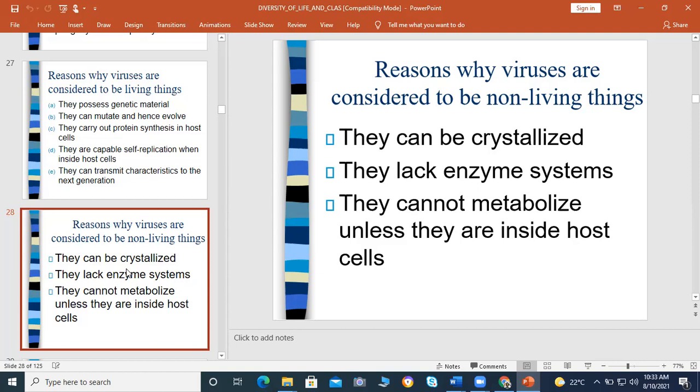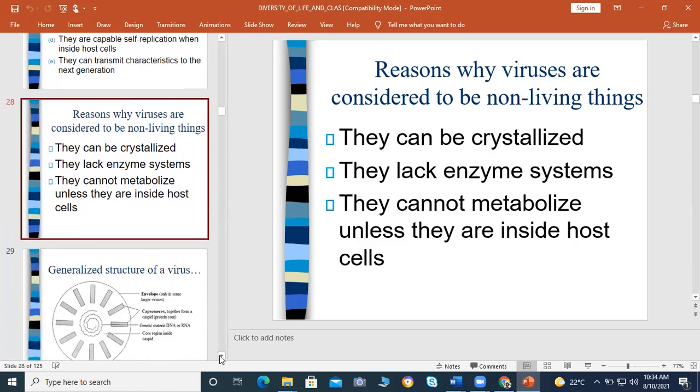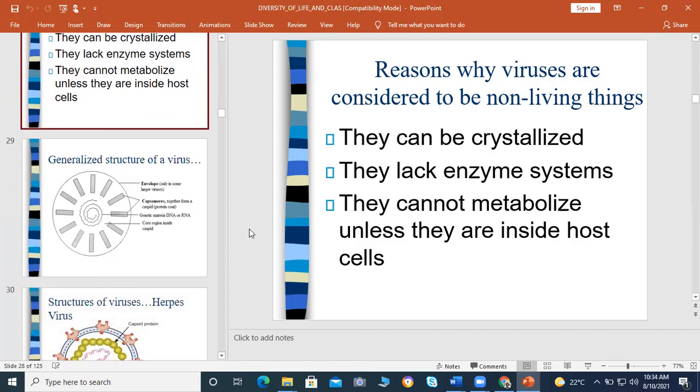Then number two, they lack enzyme systems, meaning that they cannot synthesize anything on their own. They wait for the host cell to synthesize their proteins, then they can take it on their RNA strand to synthesize other protein. Then lastly, they cannot metabolize on their own. They need a host cell for them to do that metabolism.